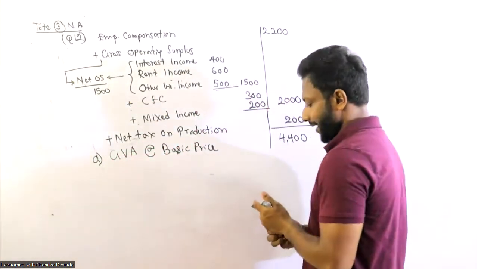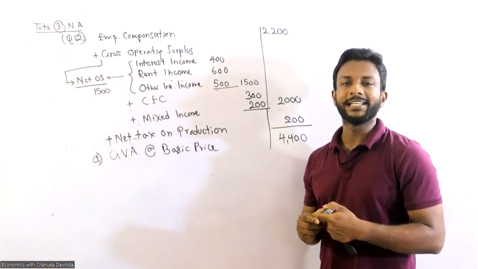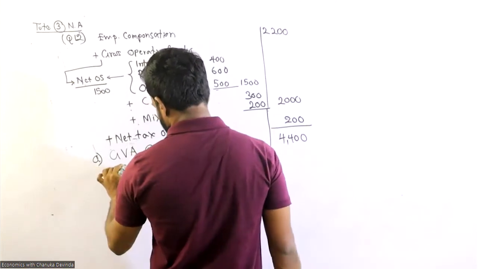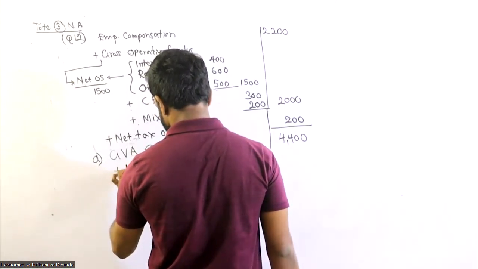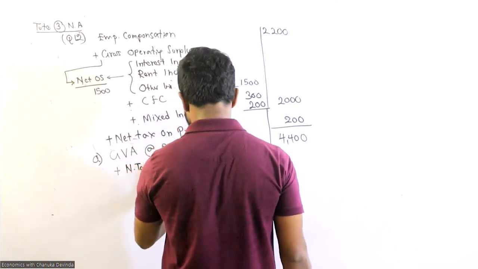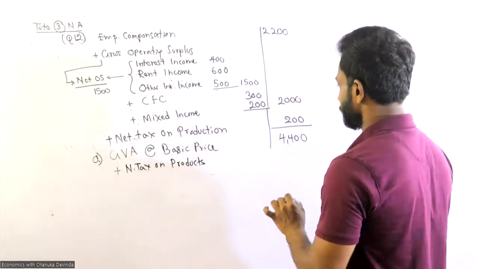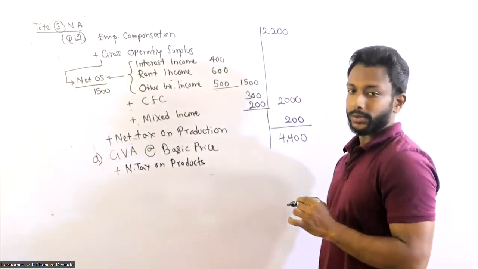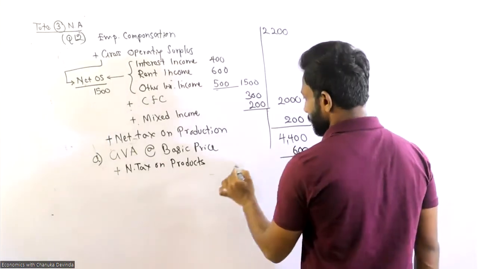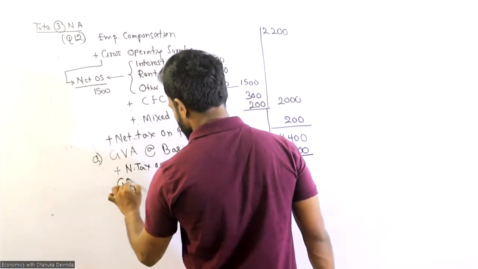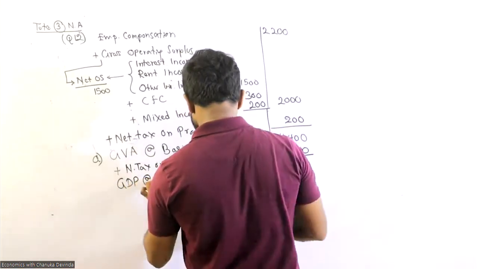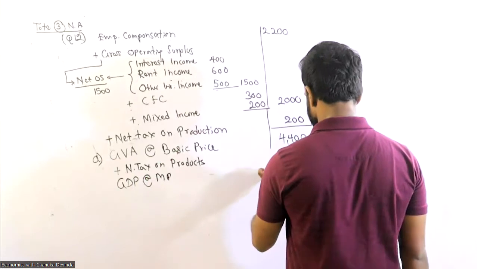ඒතකොට අපි දන්නවා GNI gross national income එක හොයන්න නම් GDP එක හොයන් ඉන්න ඕනේ. Plus net tax on products equal 600. So GDP at market price equal 5,000.